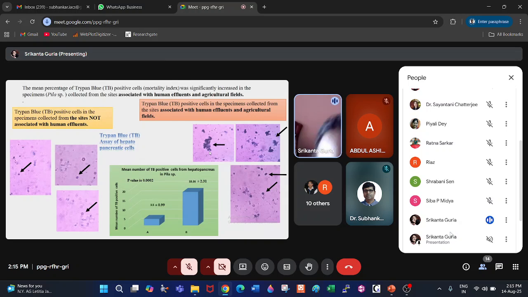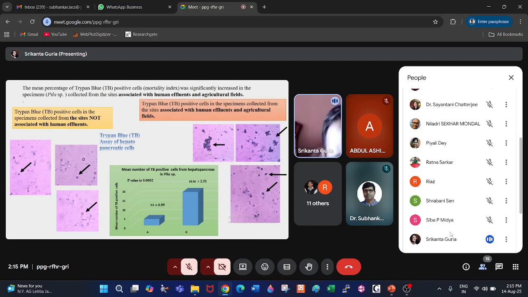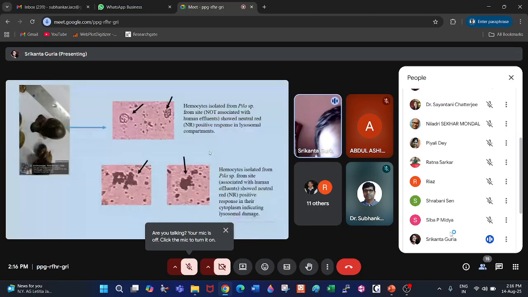Now the hepatopancreatic cells react with trypan blue. On the left-hand side is the live cell from the non-polluted area, so it did not take up the trypan blue coloration. But on the right side, most of the cells become trypan blue positive, because we collected this specimen from the polluted area, due to the interference of insecticide and pesticide. The mean number of trypan blue positive cells of the hepatopancreas in Pila is high in the polluted area. The p value is 0.0002, which is less than 0.05, so it is statistically significant also.